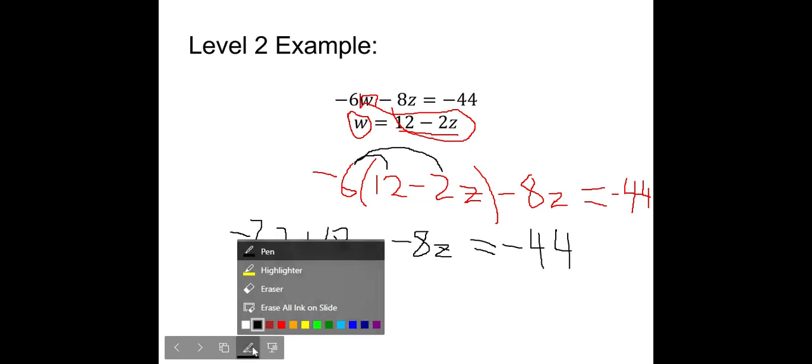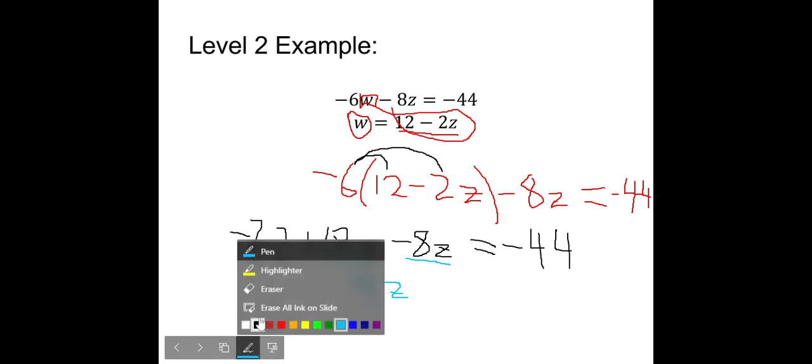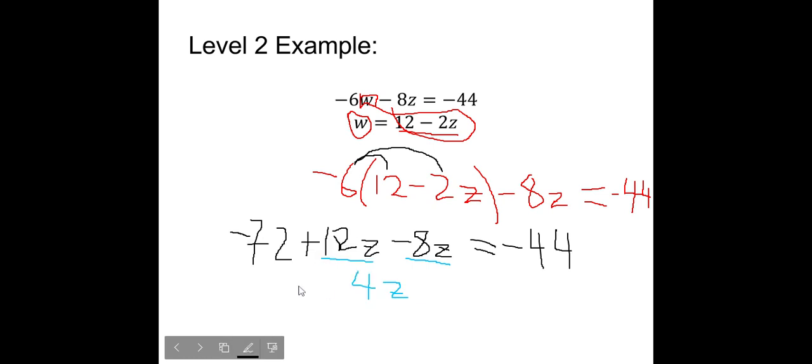So now we need to combine our like terms. So if you look, we have 12z and -8z. Together, that's going to give us a positive 4z. And we've combined like terms on both sides of the equation now. So -72 plus 4z equals -44.